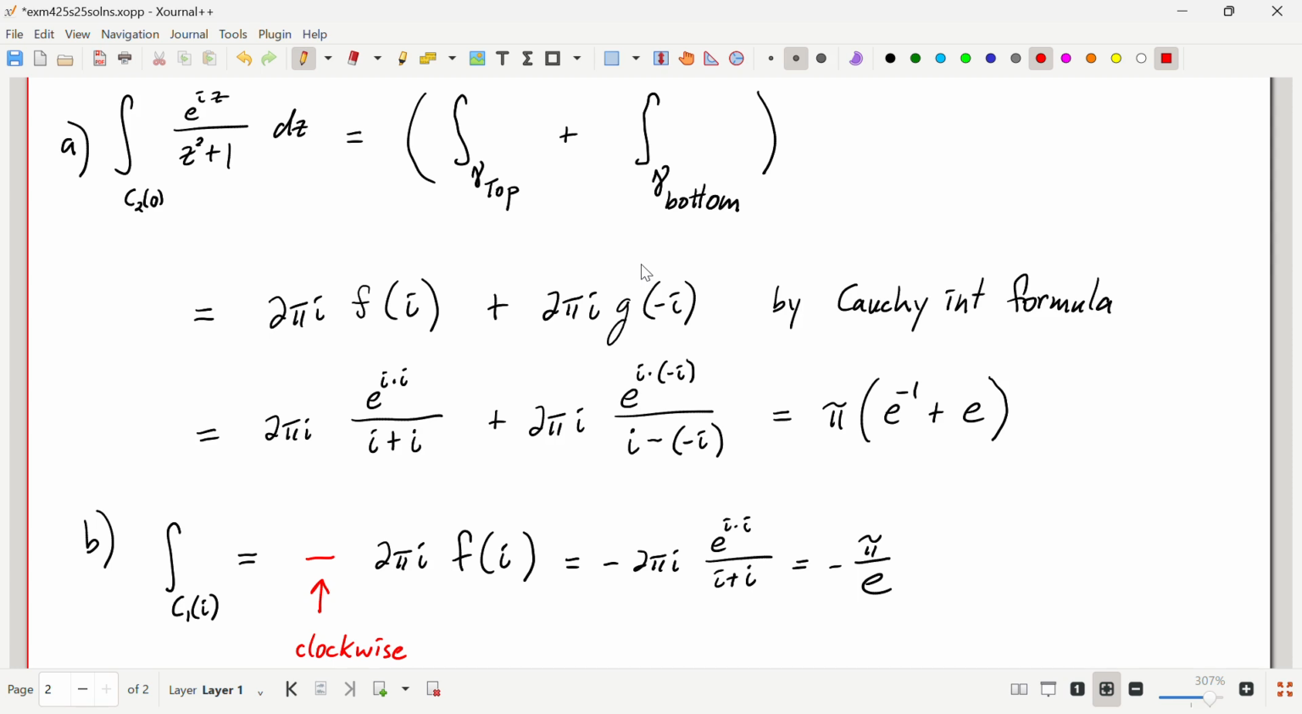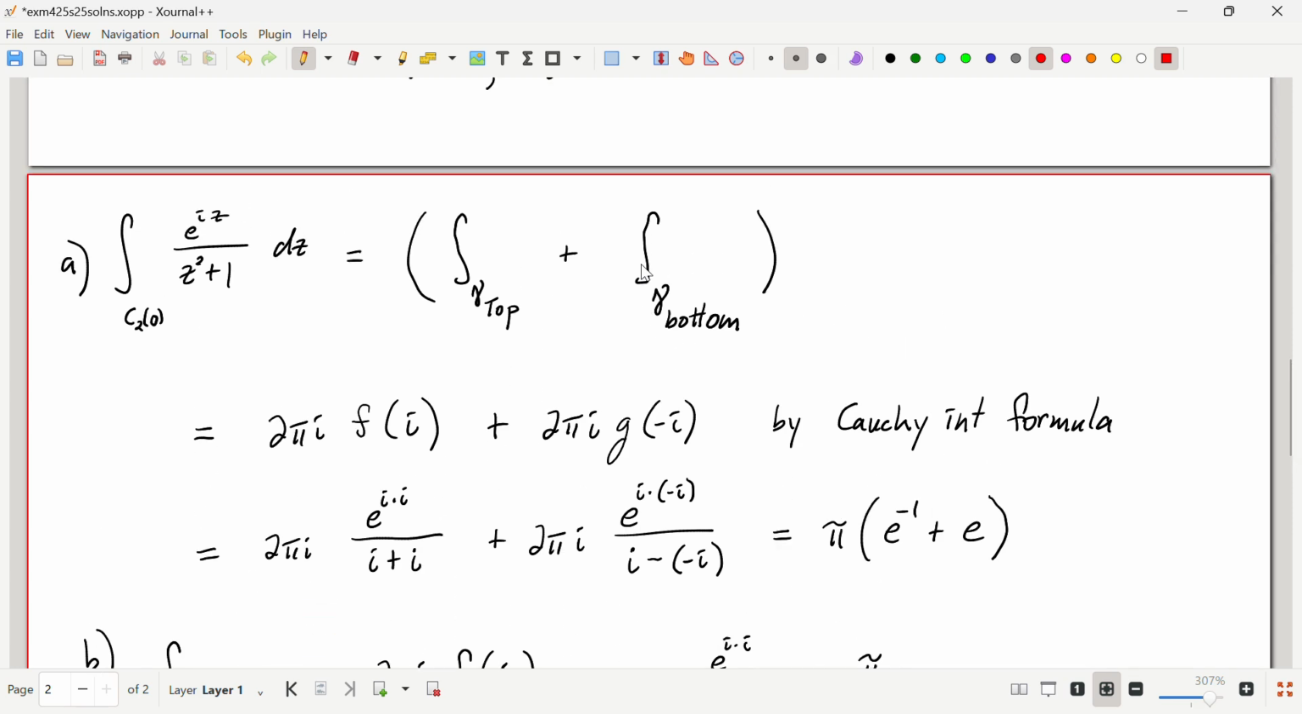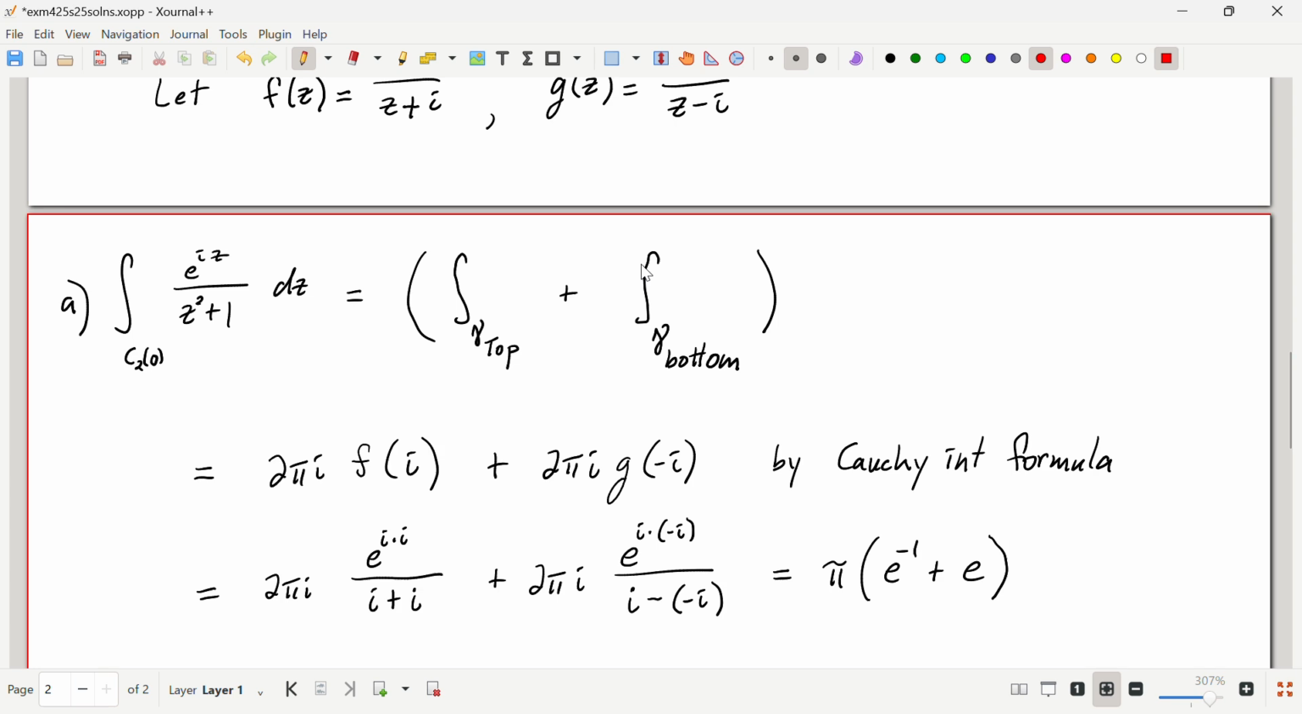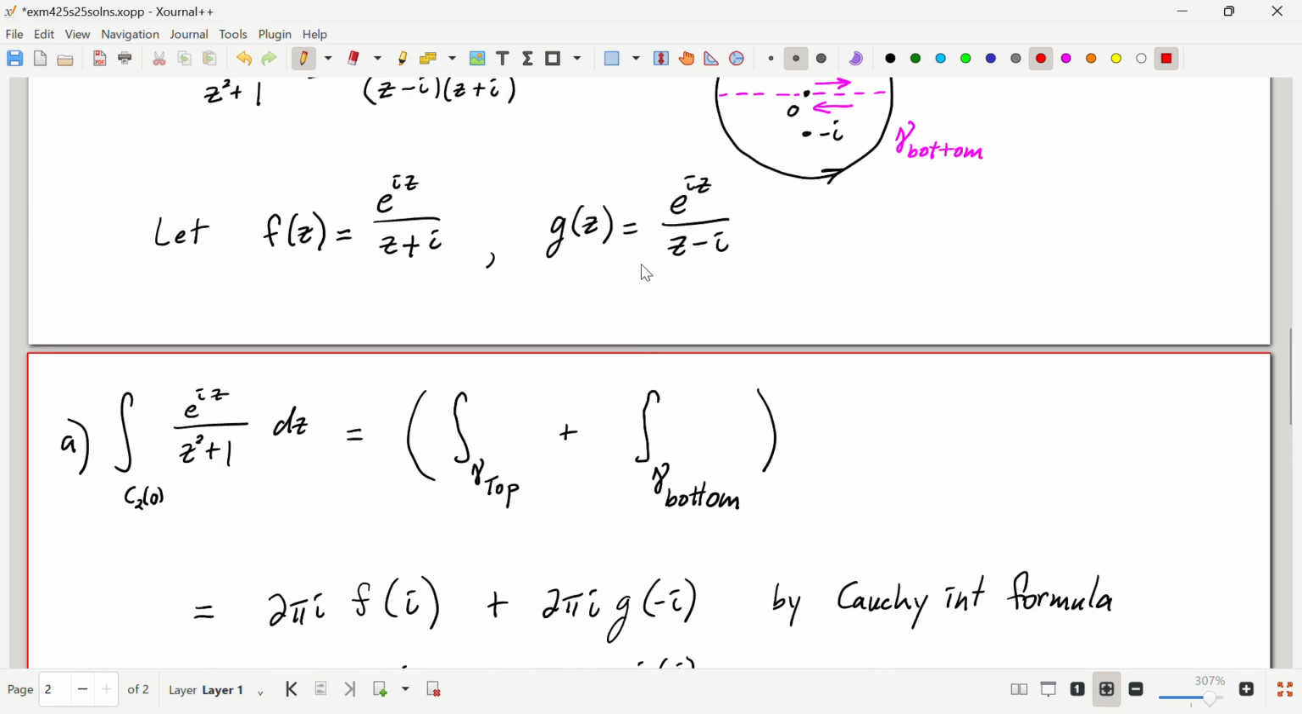Yeah. How did you get the coefficients on f and g? Like how do you know that f is equal to that e to the z over z plus i? Let's see. So that, for example, the gamma top here, that's the integral of e to the iz over z plus i over z minus i dz.